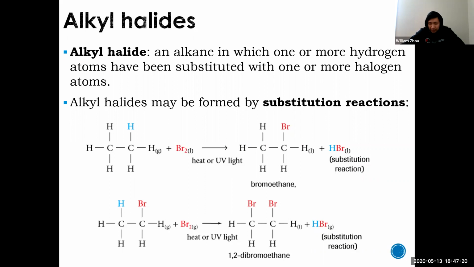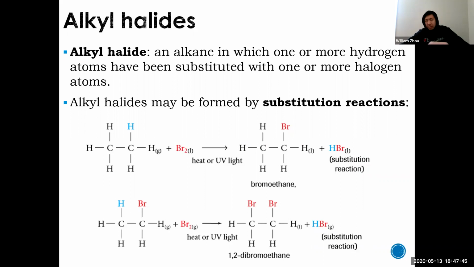You must have heat or UV light because alkanes are stable. They don't typically react. So if you want them to react, you have to apply a lot of energy in order for the reaction to occur. This is what we mean by a substitution reaction. You switch. H is switched for Br. And we're going to learn how to name what we call alkyl halides, alkanes with halogens.